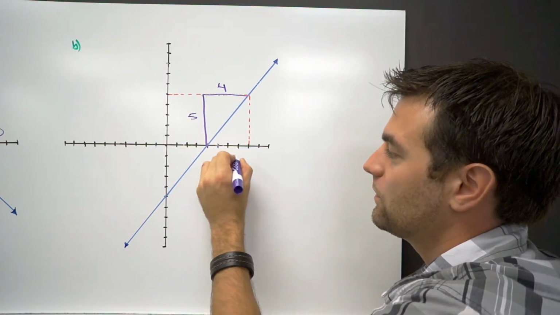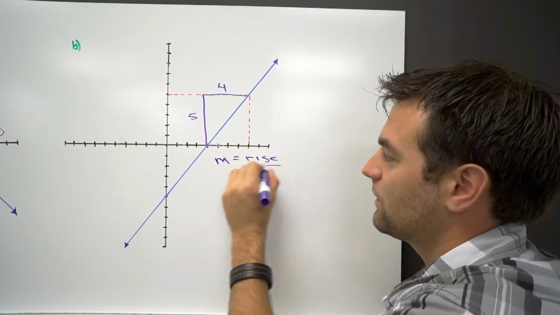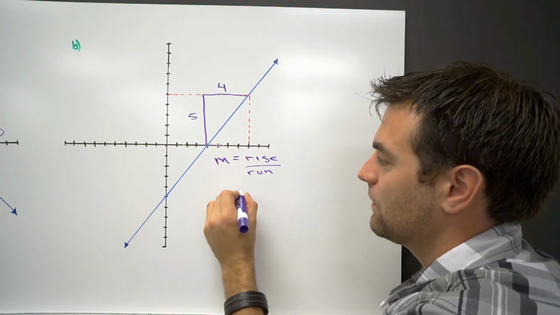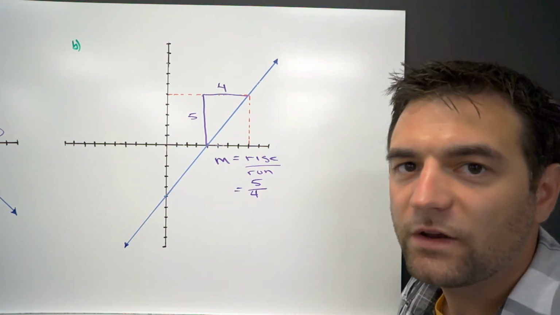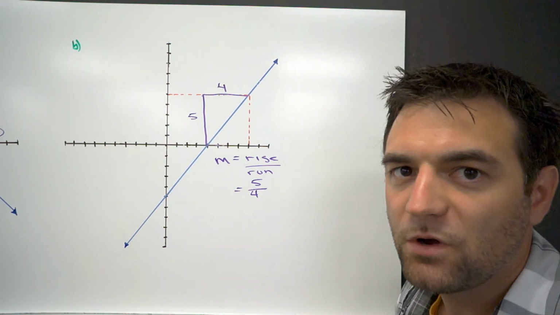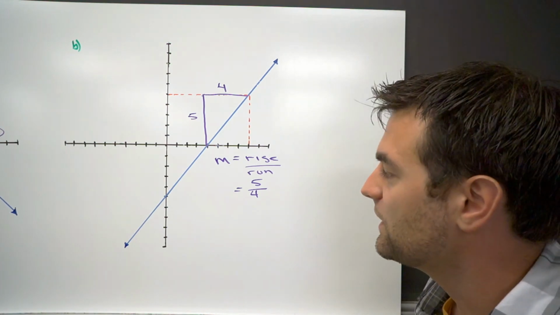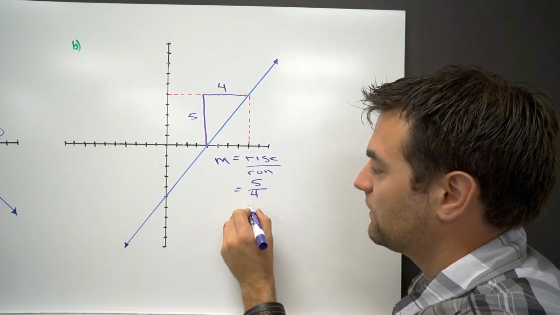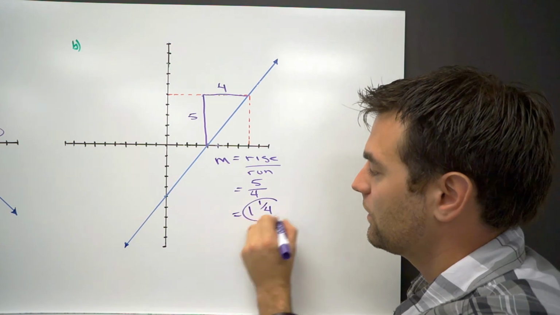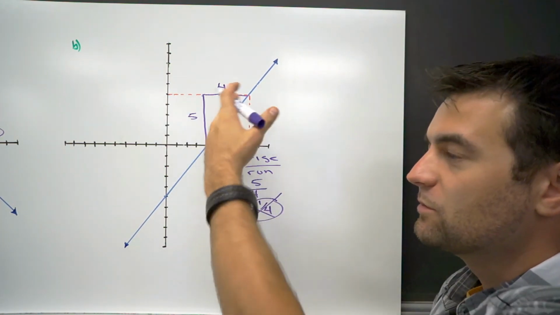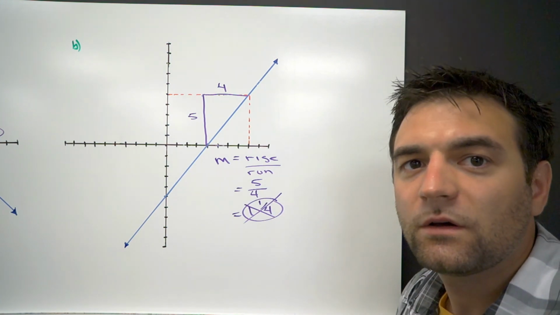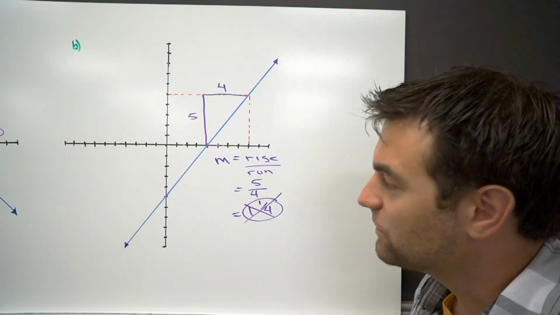So the slope, again, rise over run, equals 5 over 4. And that's simplified. Leave it as an improper fraction. Don't make it a mixed fraction. Don't make it 1 and 1/4. We don't want that. That's bad. This one here allows us to go back and count that out. To count 1 and 1/4 is a little bit difficult.